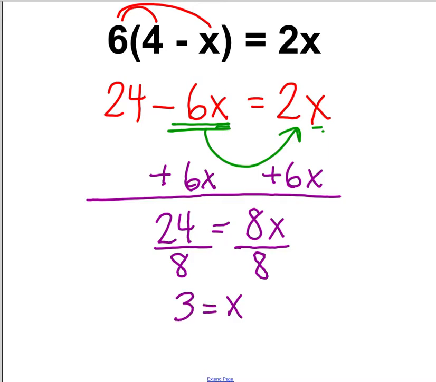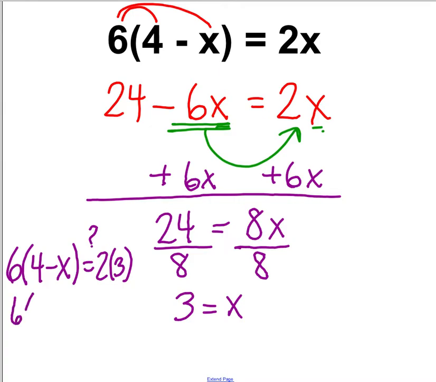Let's check it. 6 times the quantity 4 minus x equals 2 times 3. Does that equal? Well, 6 times, what's 4 minus, we're plugging in our 3, 4 minus 3 is 1. 6 times 1 is 6. And is that equal to 2 times 3, which is 6? Yay, we did it.